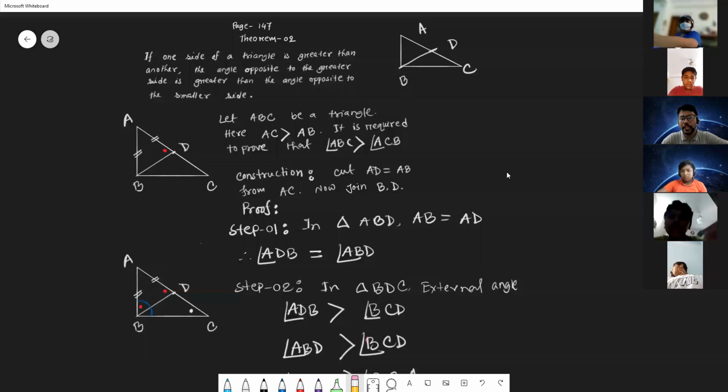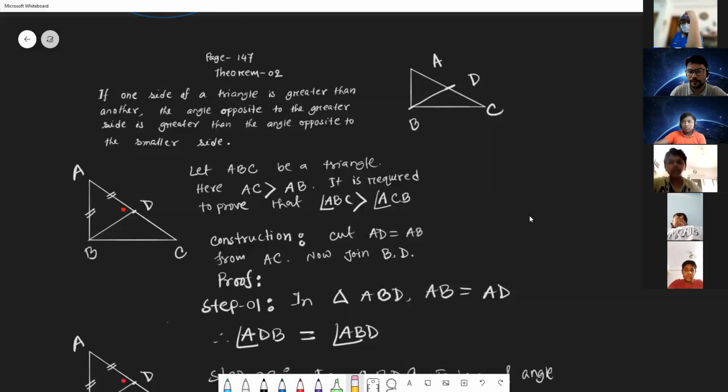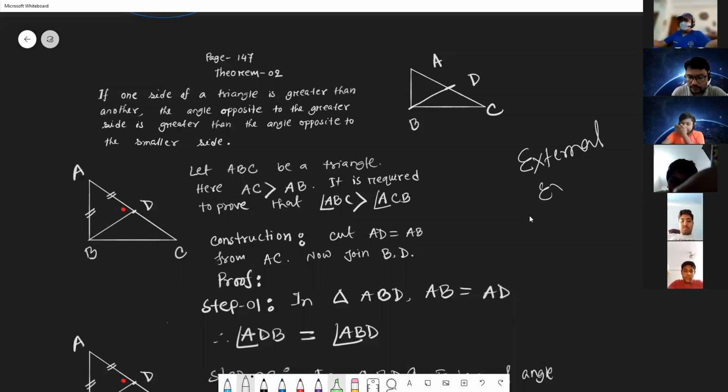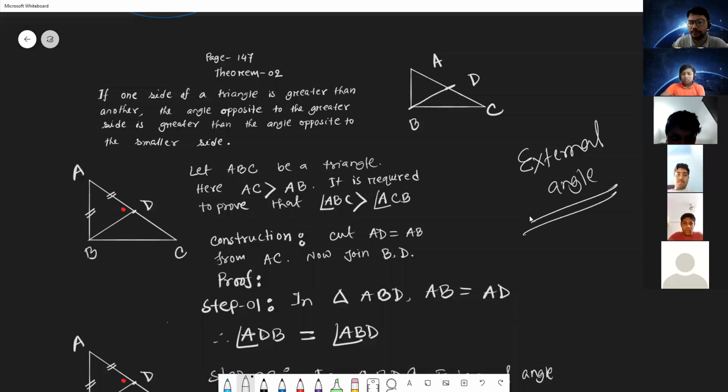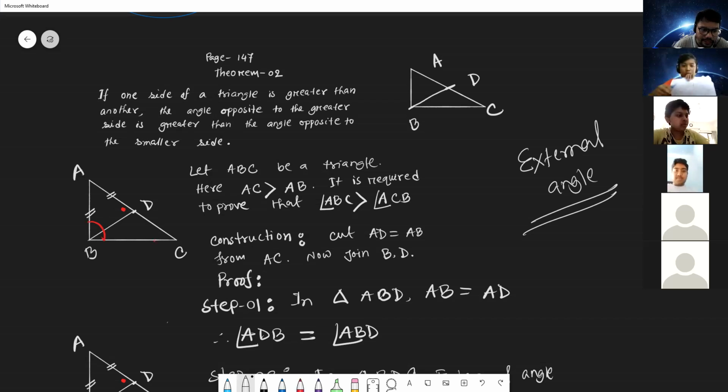There are three pieces of information you have to know. First information: external angle. Using this external angle, we have done the proof here. An external angle is greater than the opposite internal angle. Okay, step one. Just see the color here. This is the requirement: prove that angle ABC, the red angle, is greater than angle ACB, the white angle. Now we will show that the red angle is greater than the white angle.